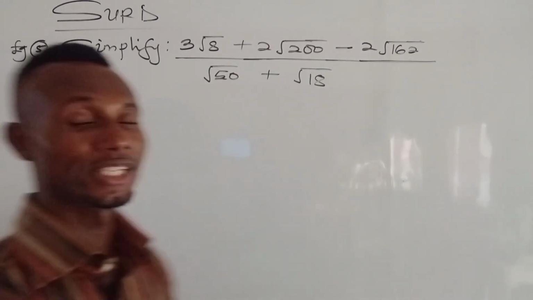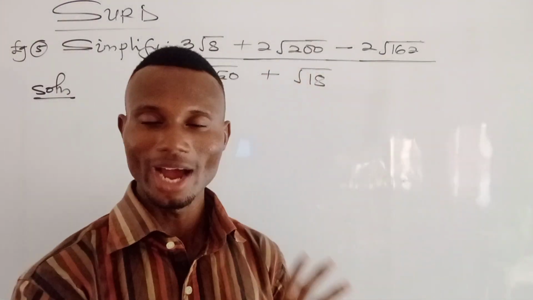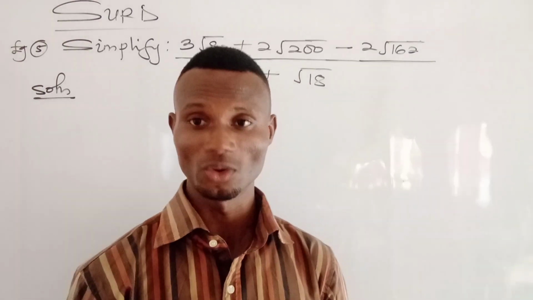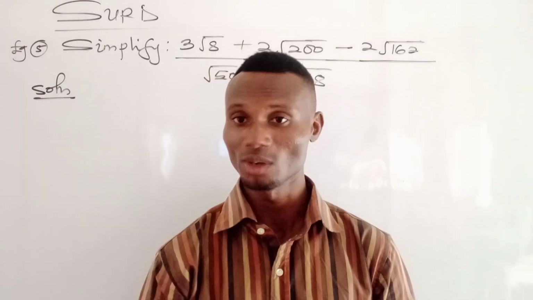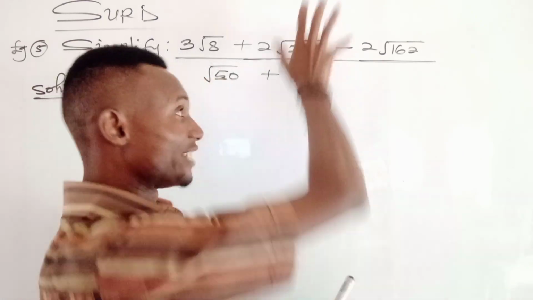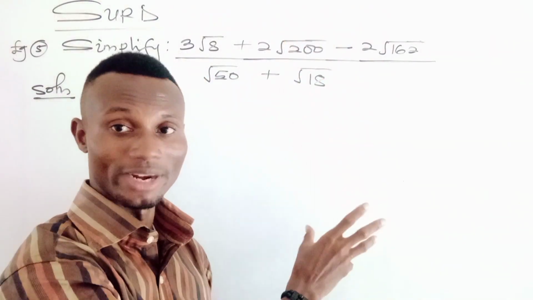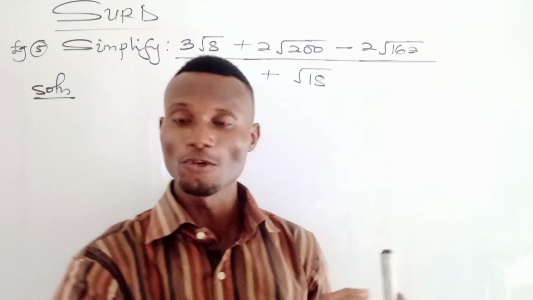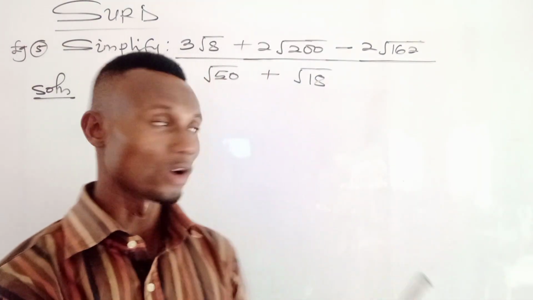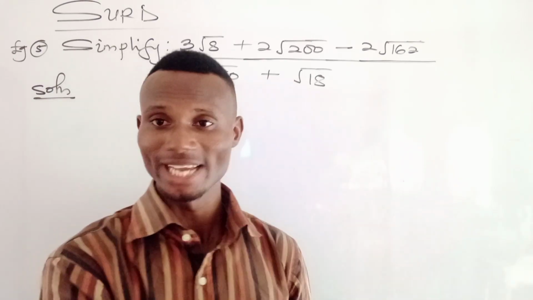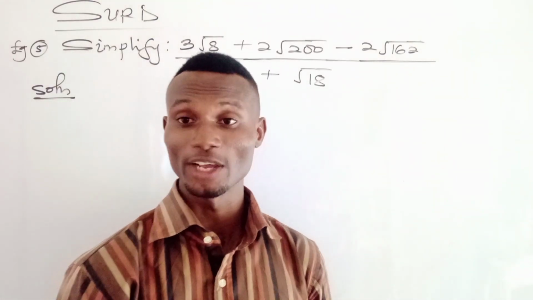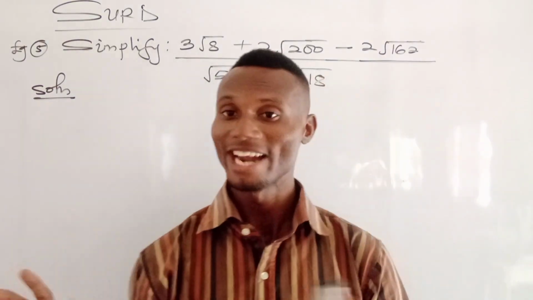Now look at this. If you attempt to do everything together, you might get confused. So the best way to handle this is that you separate them. You can see we have the numerator and the denominator. Let's solve for only the numerator and get our answer. Afterwards we solve for only the denominator and get an answer. Then we join it together and simplify further. That is the best way to handle this question.